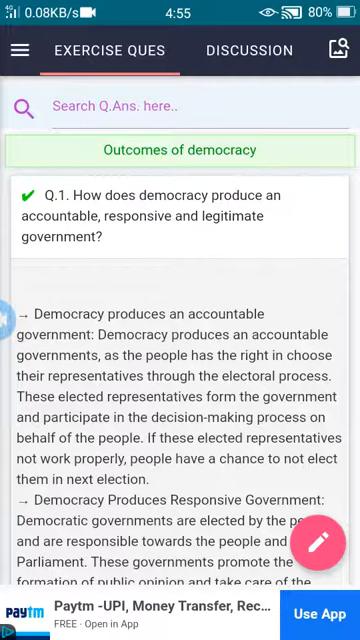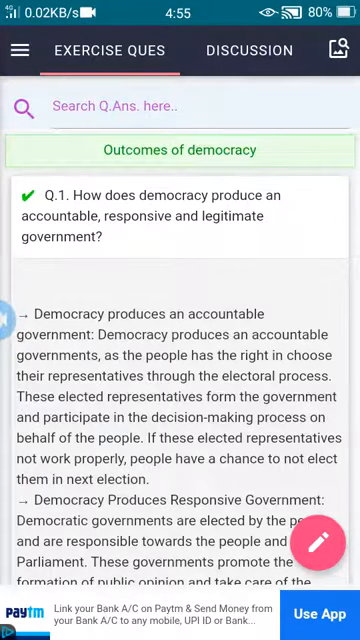Outcomes of democracy. Welcome to the new segment of the grade 10th. We are discussing political science chapter, outcomes of democracy. In this chapter today we are going to discuss question answers.